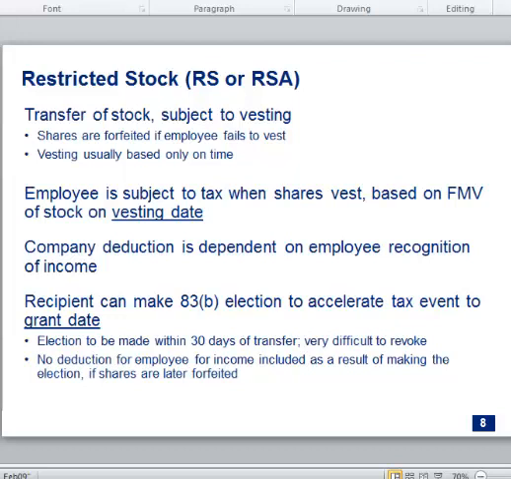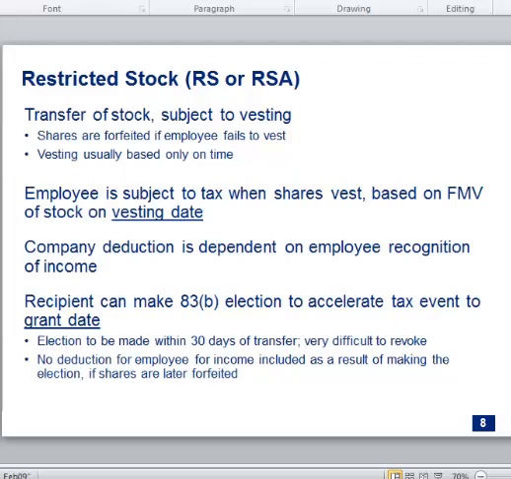It works just like wage income. It's exactly the same as NSOs. Employee gets W-2 income. Company gets a deduction. Cindy's basis in the stock is now 26 bucks, right? Because she picked up 26 of income, so the basis in her shares is 26.